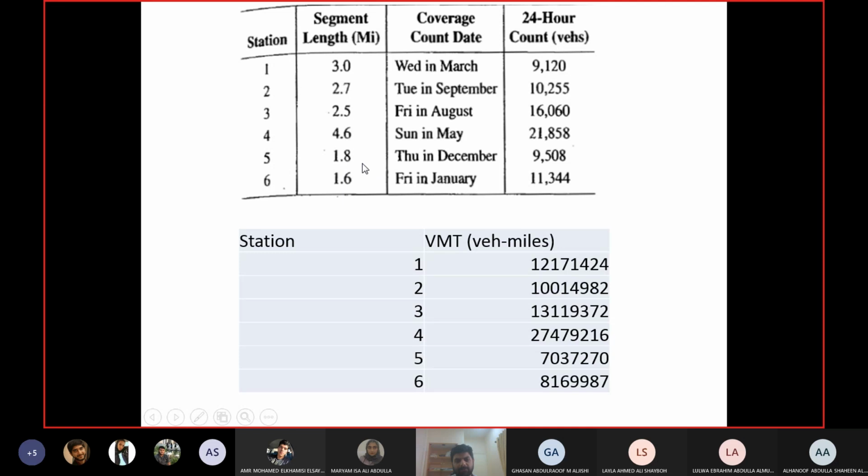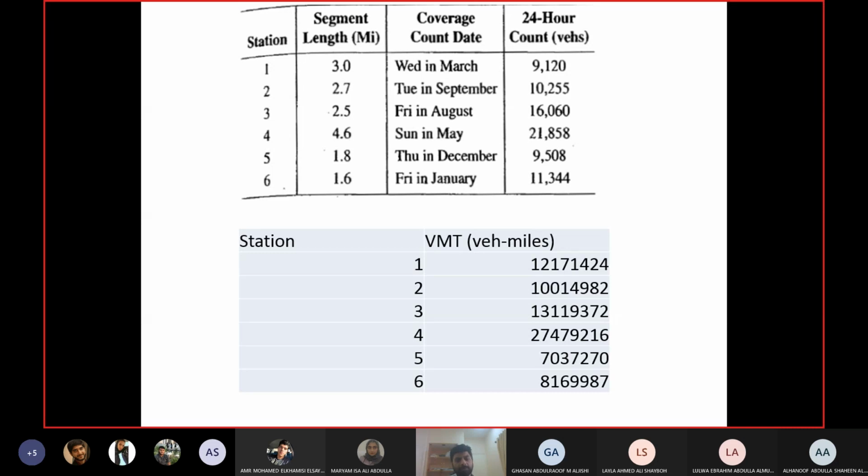Okay, so that means the segment with the least importance or least usage is station 5. Now when we say usage, we are combining two things, the length and the volume. So the combined effect of length and volume tells us that the least usage is for station 5 and the highest usage is for station 4.